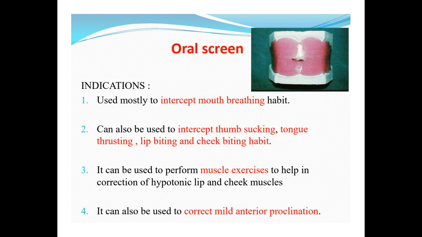Indications of oral screen. The first and foremost indication is to stop this mouth breathing habit. Sometimes it can be used for stopping thumb sucking habit, tongue thrusting habit, lip biting habit, and cheek biting habit also. It is used to perform muscle exercises. Sometimes muscles of the children are very relaxed. They are not of very normal tone. You want to strengthen the muscles, so at that time you can give this oral screen. It can be used to correct mild anterior proclination. As you can see in the design, it touches the proclined upper incisors and pushes them backward.